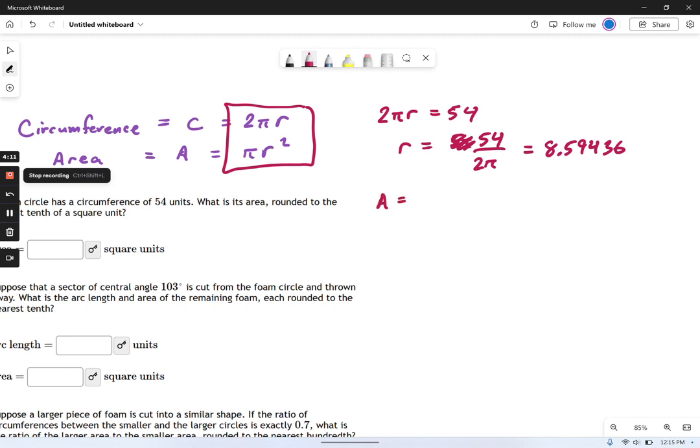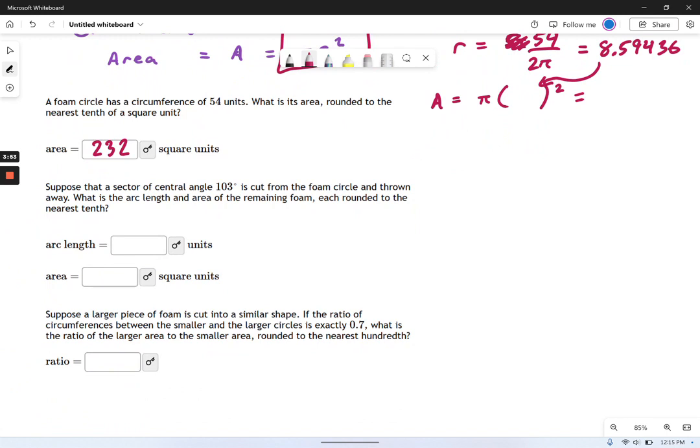Now area is going to be pi times r squared. What's r? Well, it's that thing we just found. So you square that thing, and then you multiply it by pi, and you have your area, which is about 232 square units. That's how you go from circumference to area. You find radius first.